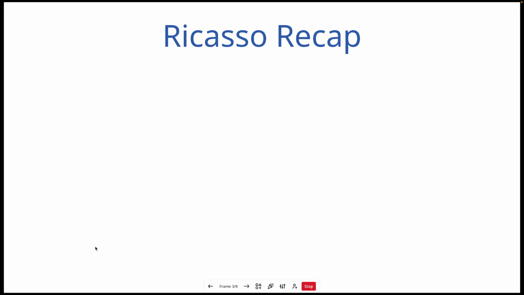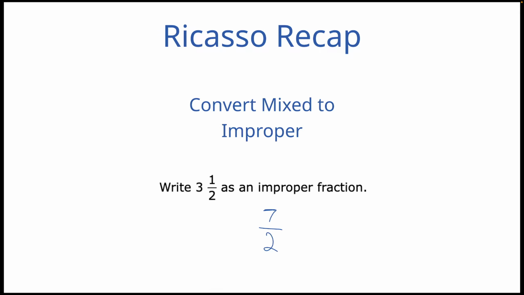All right, your Ricasso Recap starts now. In 30 seconds or less, here's what you need to know before you start this lesson. You should already know how to convert mixed numbers to improper fractions. So write 3.5, you should be able to convert that into 7/2. If you do not know how to do this, I will link a refresher video in the description below. Please go watch that before you start this lesson. All right, new lesson starts now.